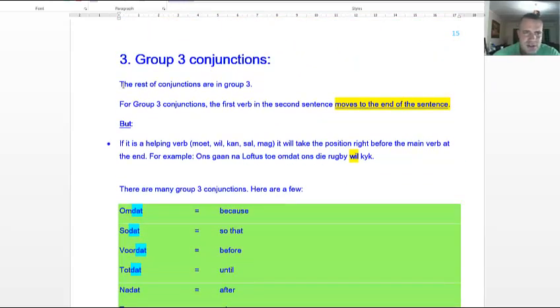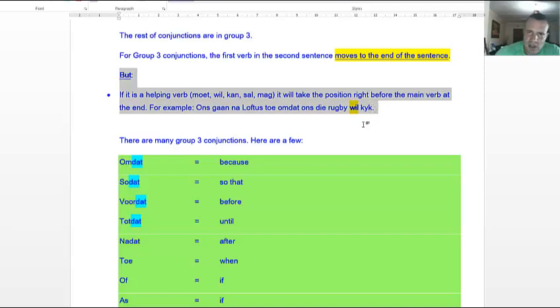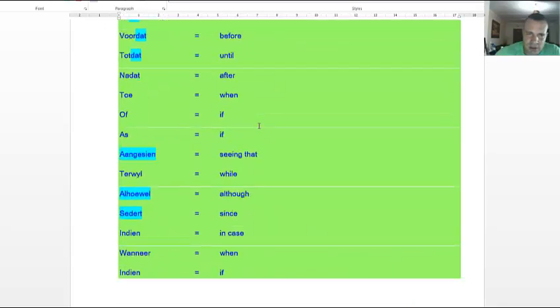Okay, so the note here says the rest of the conjunctions are in group 3. It moves to the end of the sentence. It's the hate group. The conjunction hates that first verb, it does not want to be close to it. It kicks it right to the end of the sentence. I've got a note here that we'll come back to, so let's just leave that for now.